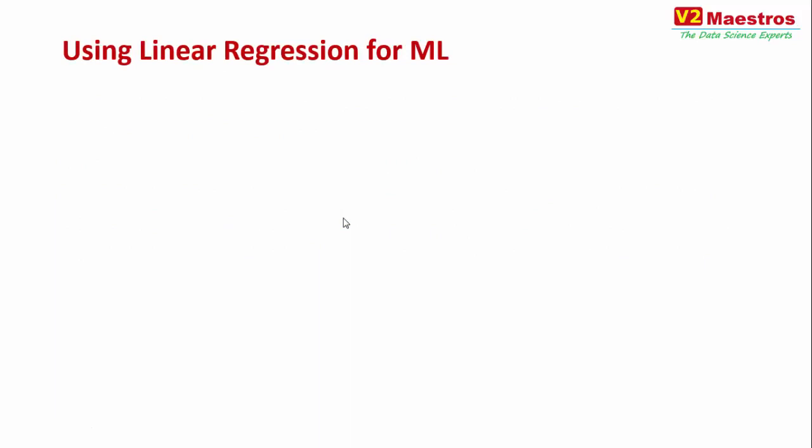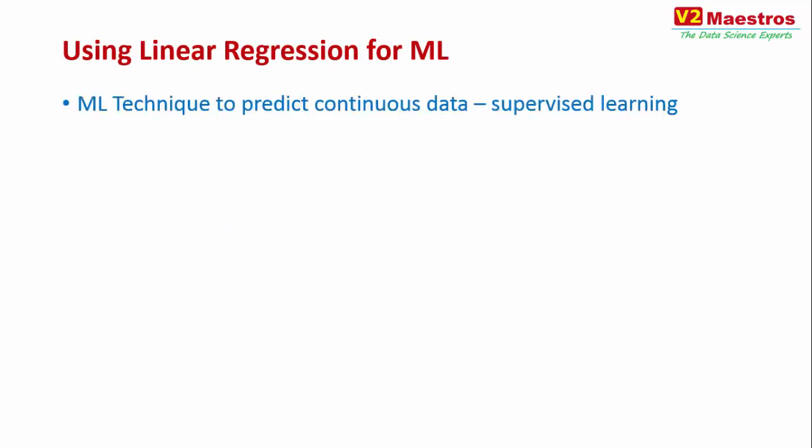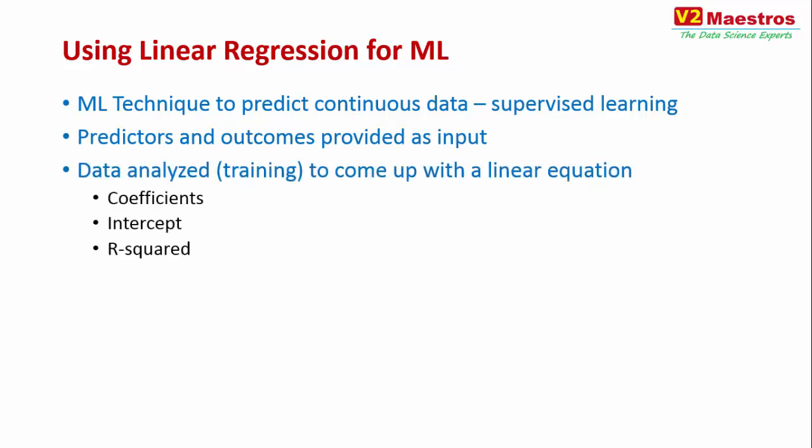Using linear regression for machine learning. This is a very popular machine learning technique for continuous data. It is one of the supervised learning techniques for predicting continuous data. The predictors and outcomes are provided as input in the training data set. So you build a training data set, you give the predictors and outcomes to the algorithm. You tell the algorithm which one is your target variable and which ones are your predictor variables. And when the data is analyzed, it comes up with a linear equation. The linear equation is nothing but the model.